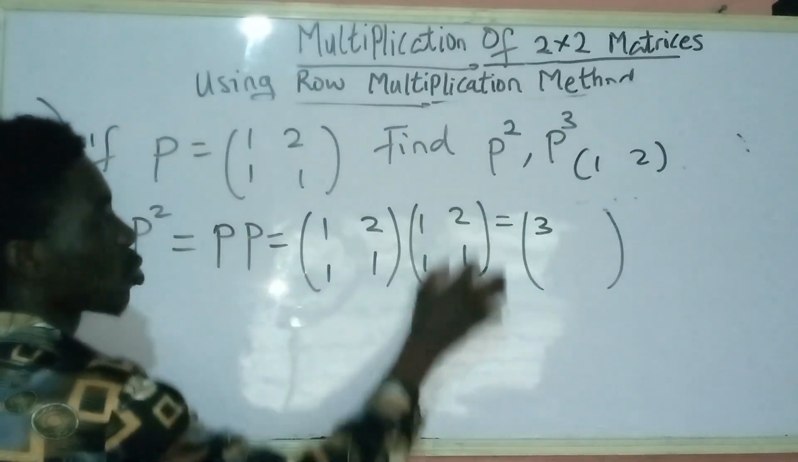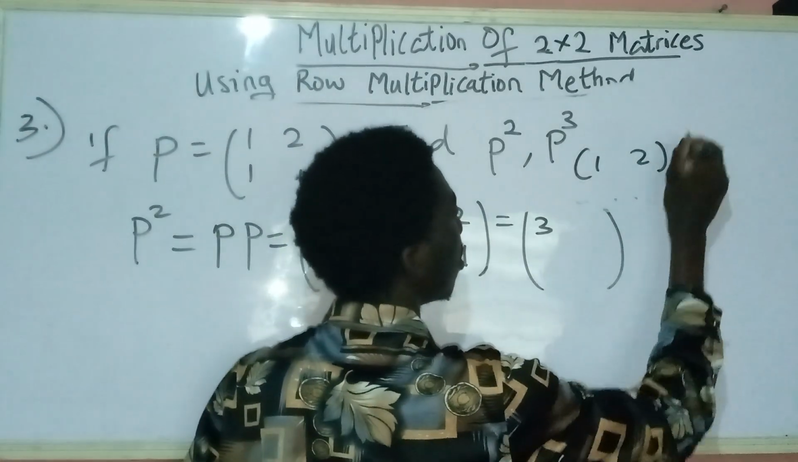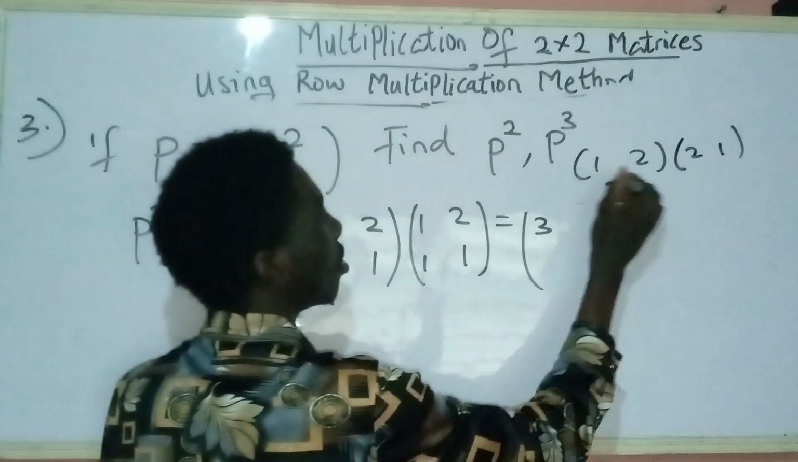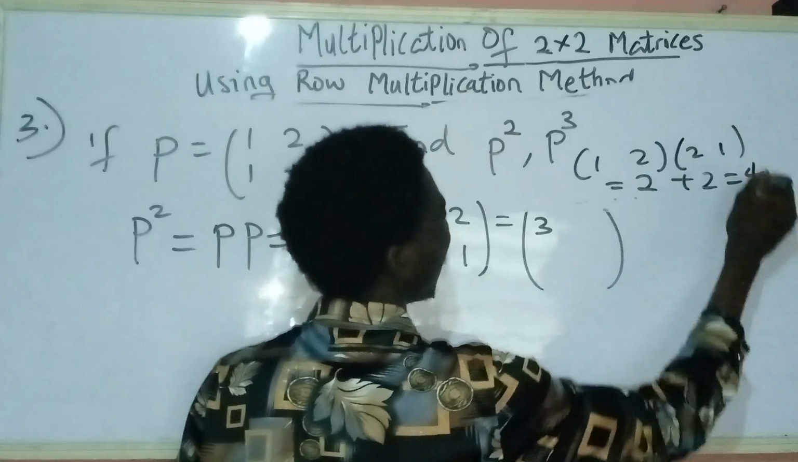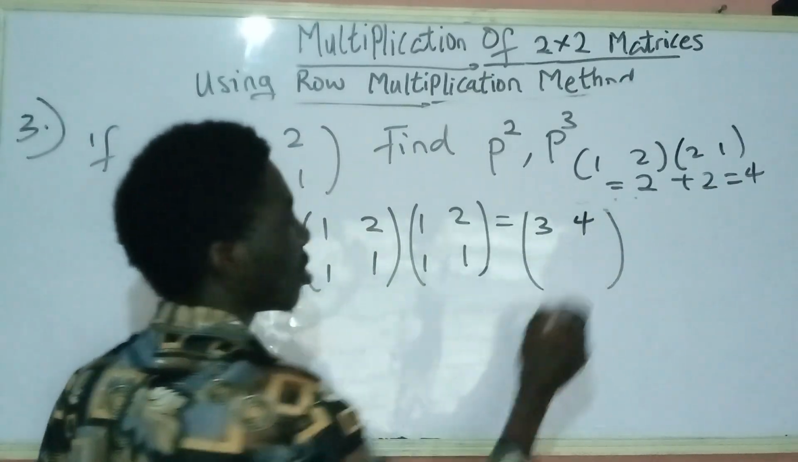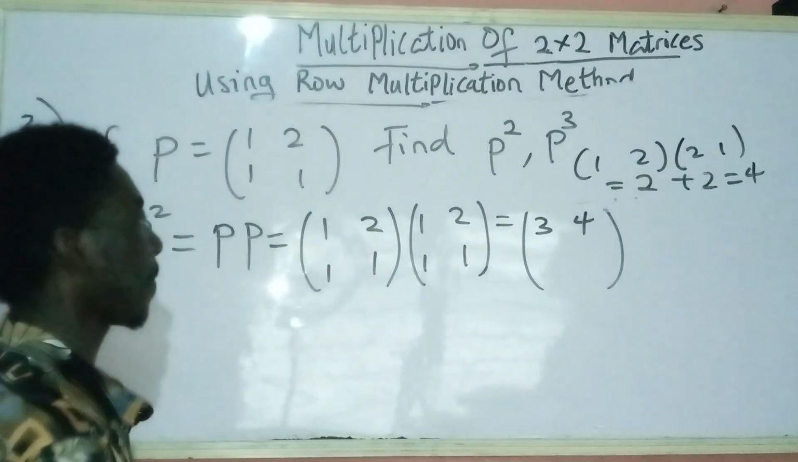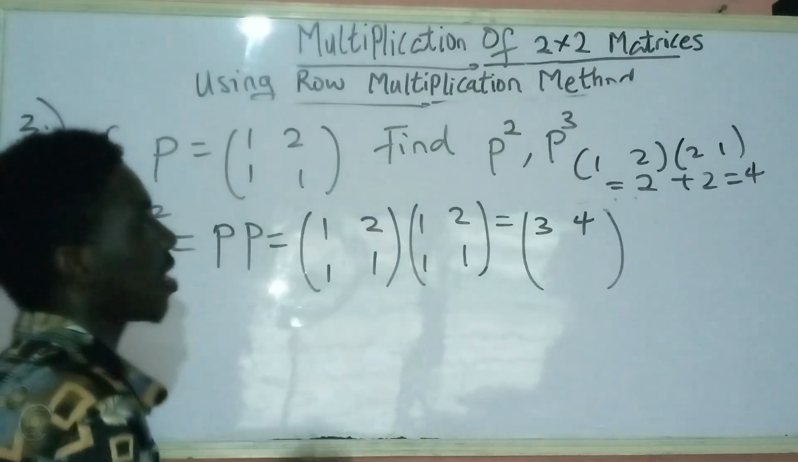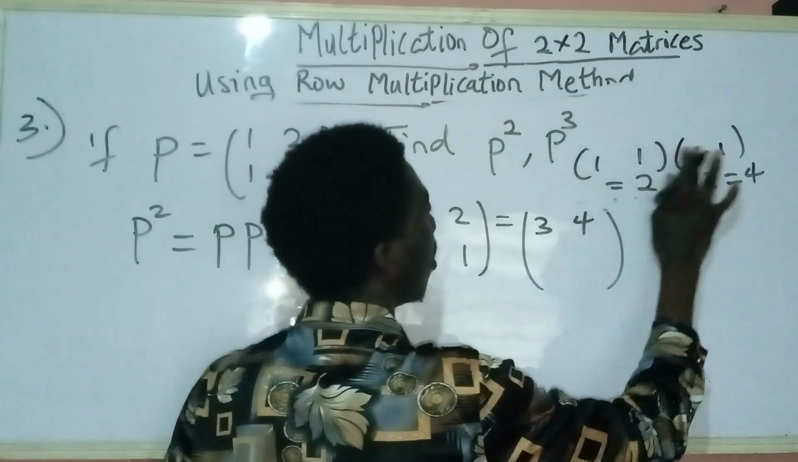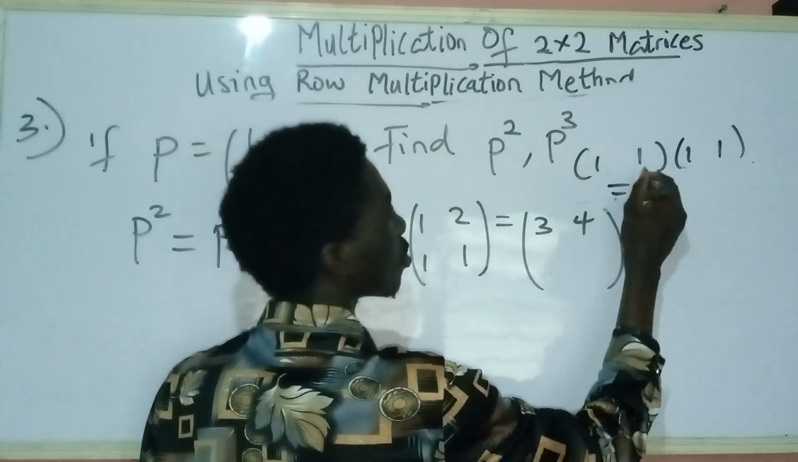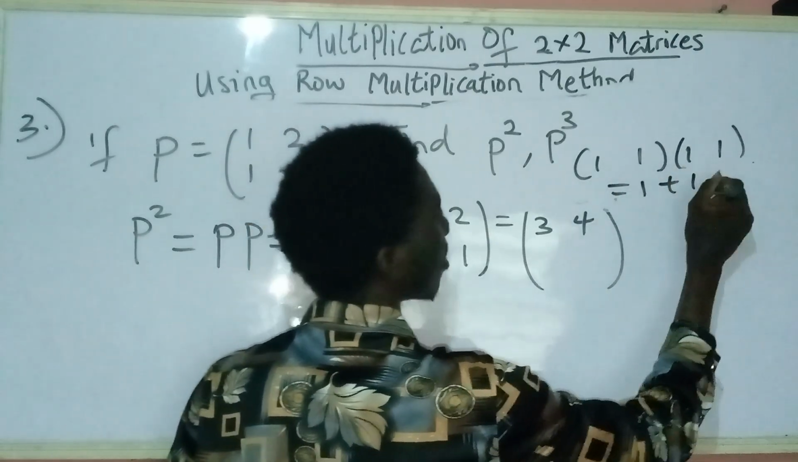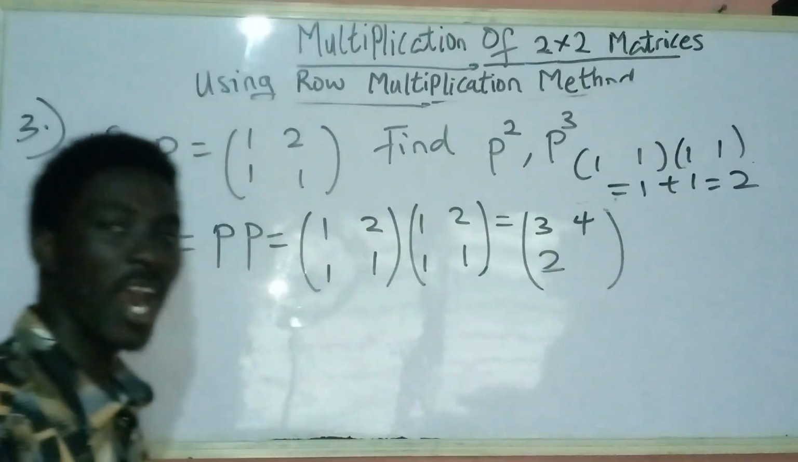Good. So in that case, the next column is 1 and 1. 1 times 1 is 1, plus 1 times 2 is 2, which is 3. Next one is 1 and 1. 1 times 1 is 1, 1 times 1 is 1. That gives me 2. So we have 2 here.